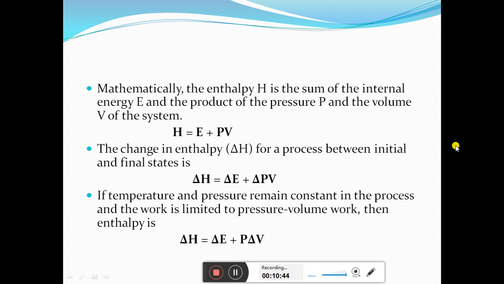Mathematically, the enthalpy H is the sum of the internal energy E and the product of the pressure P and the volume V of the system. That is, H is equal to E plus PV. The change in the enthalpy for a process between initial and final state is delta H is equal to delta E plus delta PV. If temperature and pressure remain constant in the process and the work is limited to pressure-volume work, then the enthalpy change is delta H is equal to delta E plus P delta V.